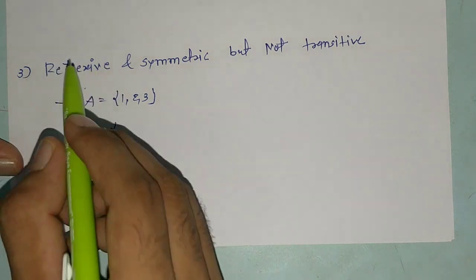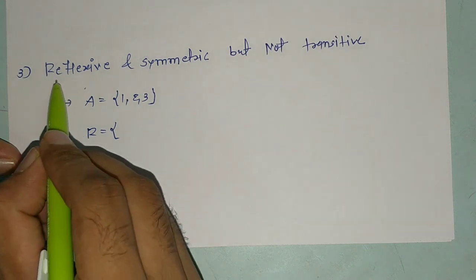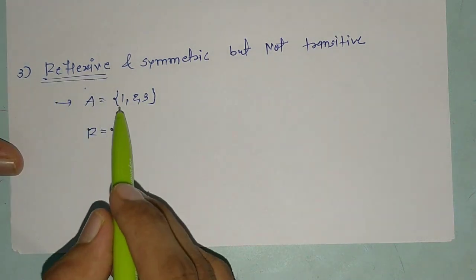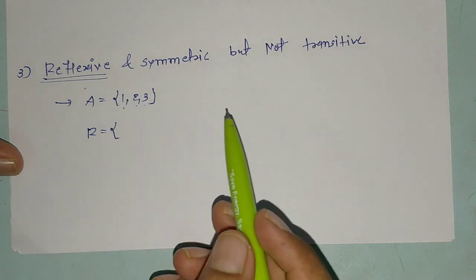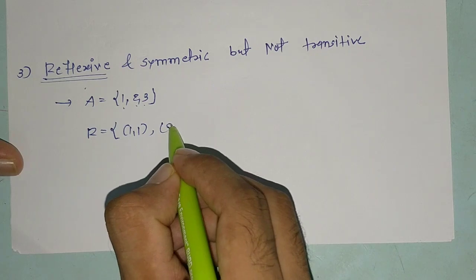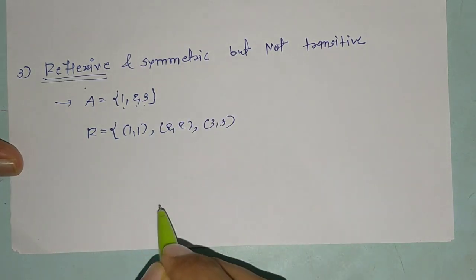Now the relation must be reflexive. Whenever you tackle a question, see which type of condition we have to satisfy and which kind of condition you have to falsify. I have to satisfy reflexivity. Reflexivity says that all the elements of the set must be related to itself. So 1 must be related to itself, 2 must be related to itself, 3 must be related to itself.